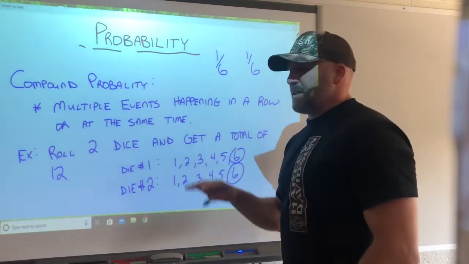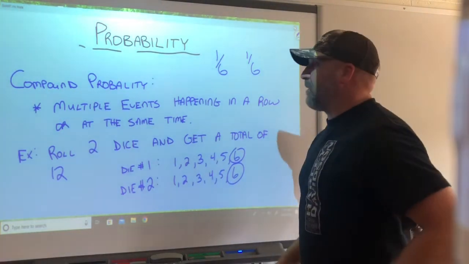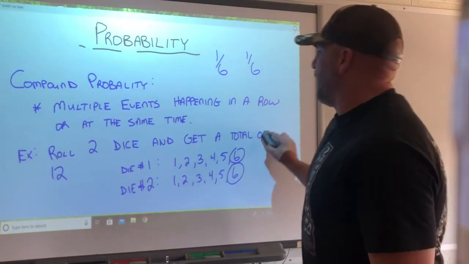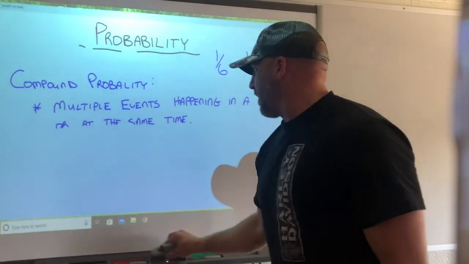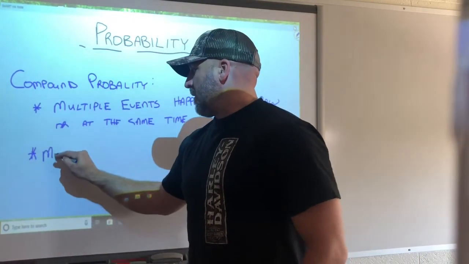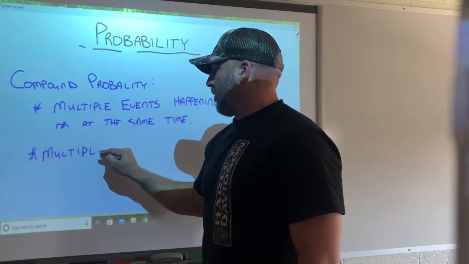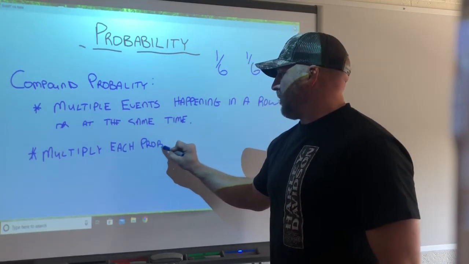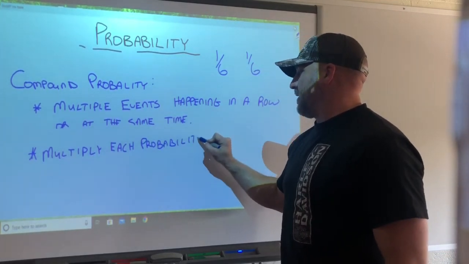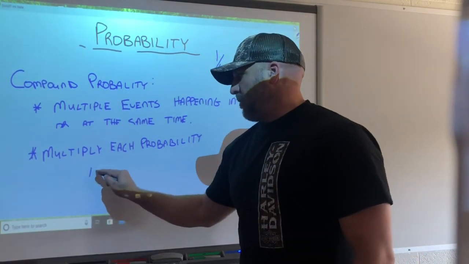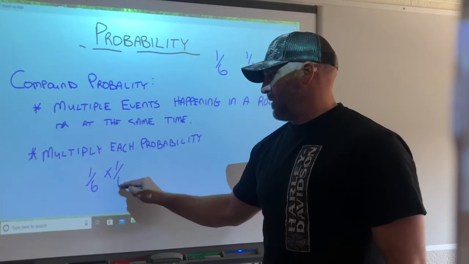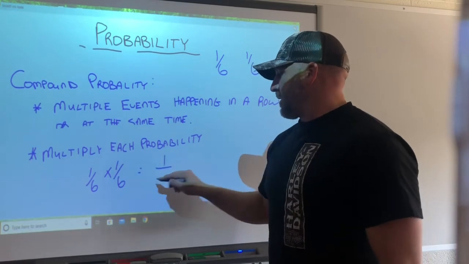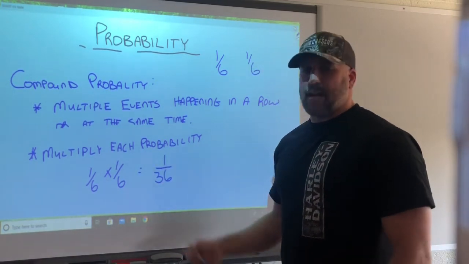So with these, you can start to do different things. If you look on the iReady lessons, it shows you different models you can make to count outcomes. But there's also just a shortcut for compound probability. What you can do is multiply each probability. So in that example, I had a 1/6 chance times another 1/6 chance. 1 times 1 is 1, 6 times 6 is 36. I have a 1 out of 36 chance.